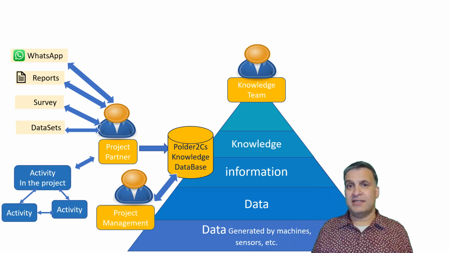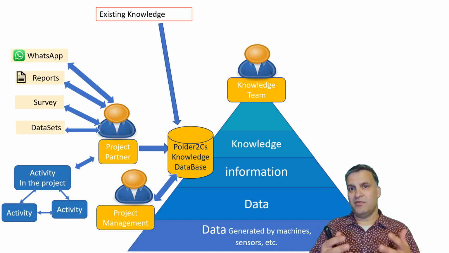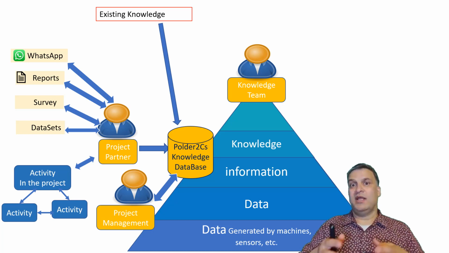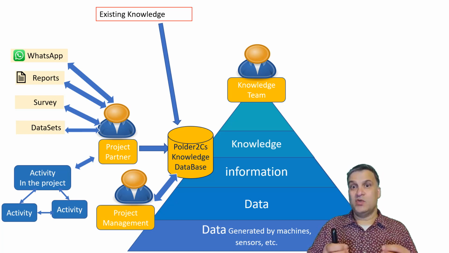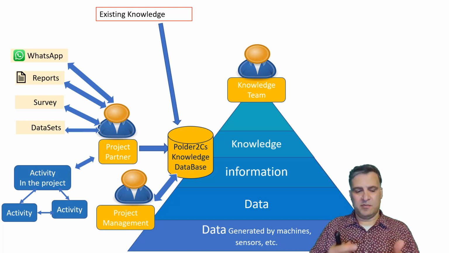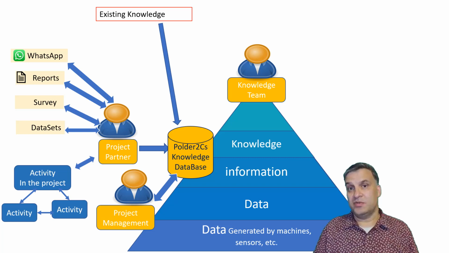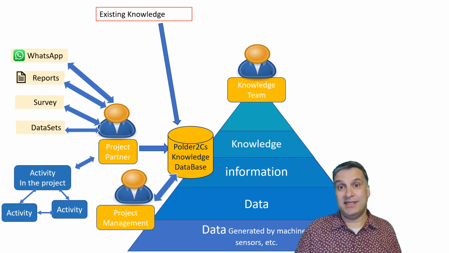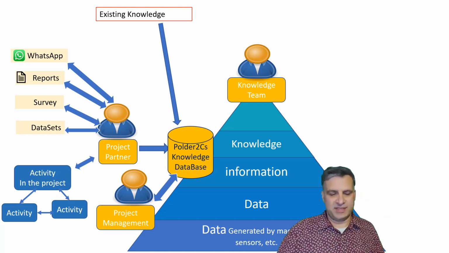The third thing is the existing knowledge. To facilitate the understanding of the information produced in Polder 2Cs, we have created a database or a library of the existing knowledge. In a selective way, we chose different types of references: books, videos, articles, scientific articles that are related to the Polder 2Cs topics. And it was presented in an interactive way to facilitate the understanding of and access to these topics.